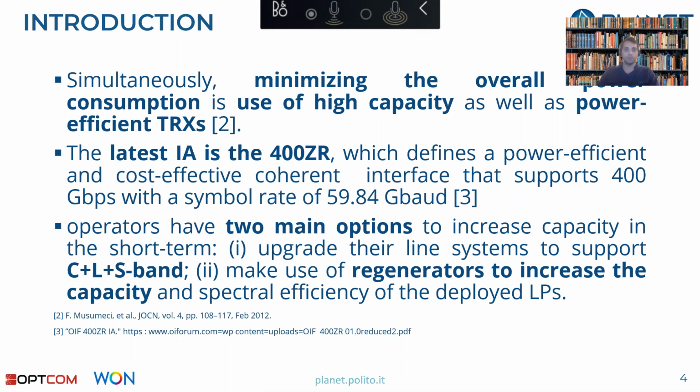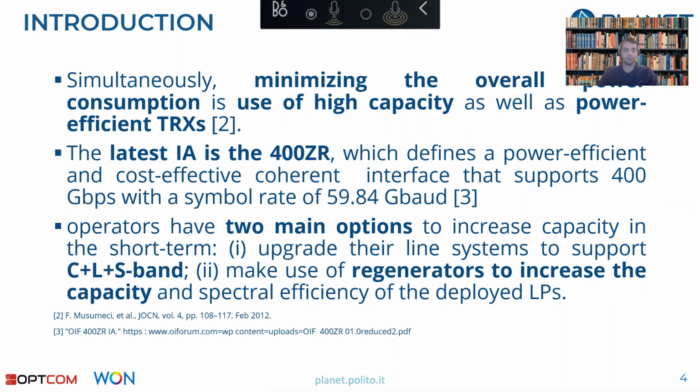So in order to do this, the latest implementation agreement is the 400ZR, which is defined as a power efficient and cost effective coherent interface that supports 400G with a symbol rate of 59.84 gigabaud.